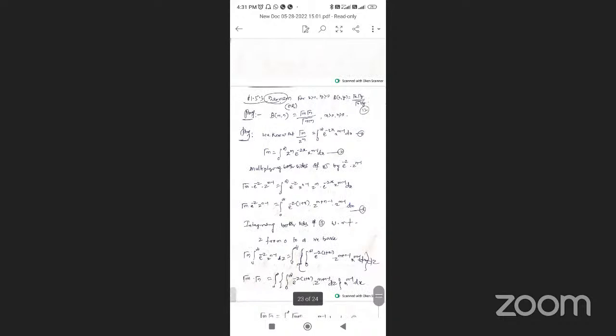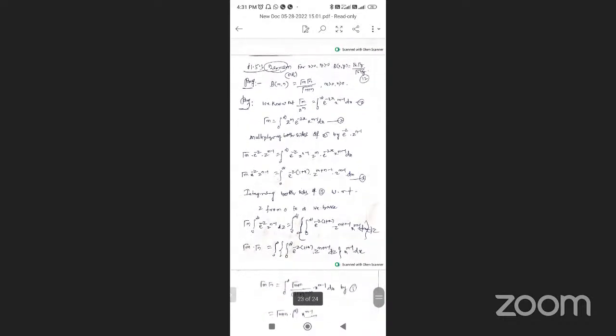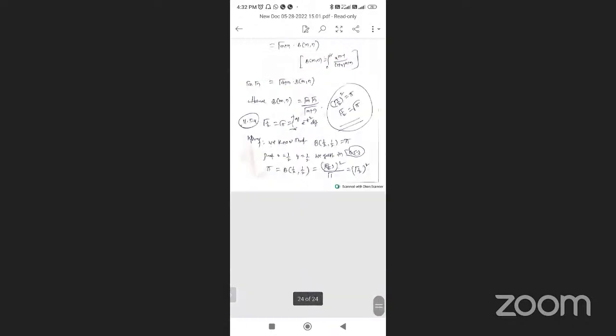Next, this is an important relation. For x greater than 0, y greater than 0, beta of x comma y is equal to gamma x gamma y divided by gamma of x plus y. The proof is in the textbook, and the other proof is the same. Beta of m comma n is gamma m gamma n by gamma of m plus n, with m greater than 0, n greater than 0. You have to prove it this way.